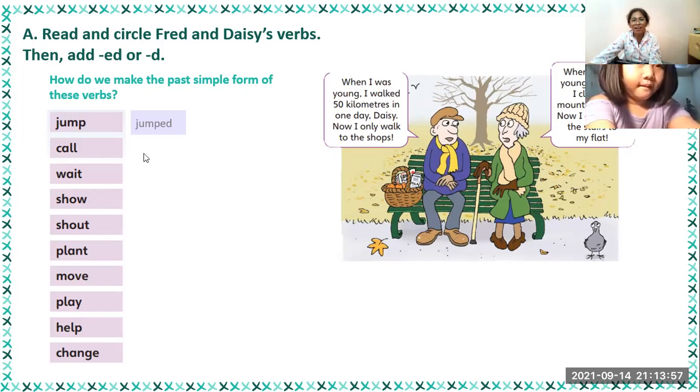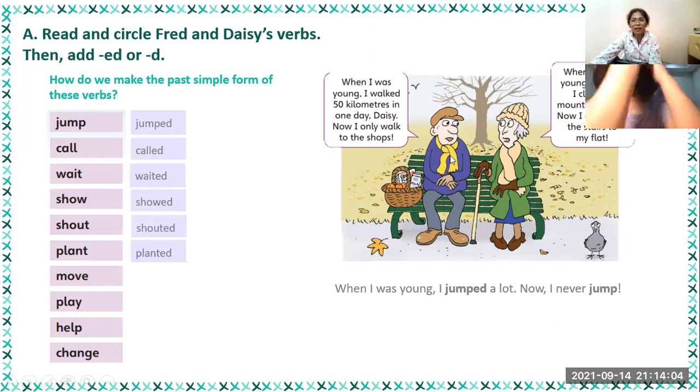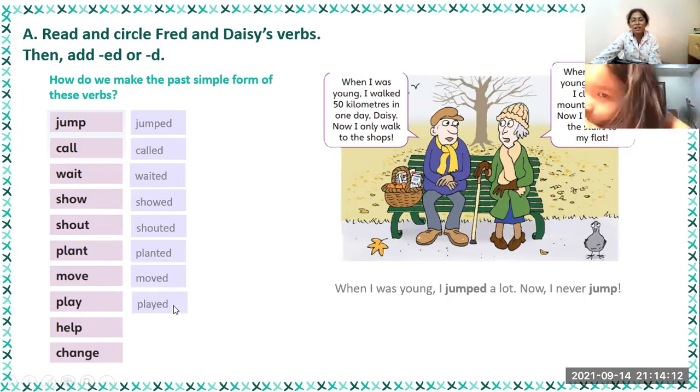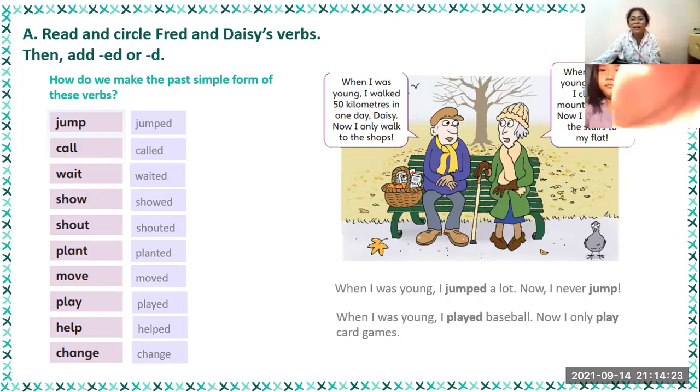Okay, let us have here. Showed. Very good. Planted. Shouted. Very good. Next one. Okay. Moved. Oh, played. Helped. And the last one is change. Okay, very good. Great job. Now, do you understand how to make this into past tense?